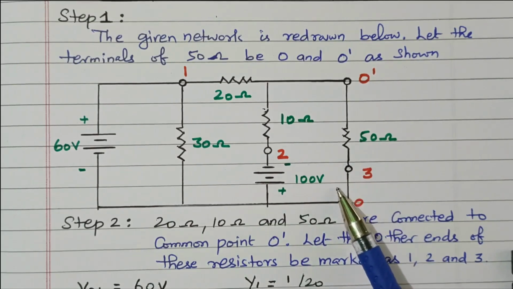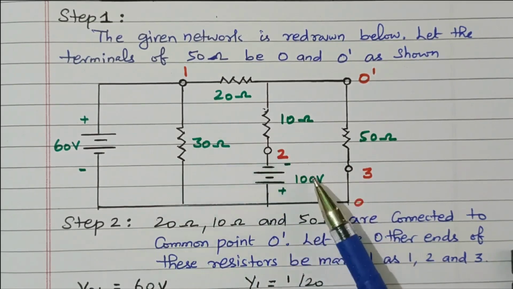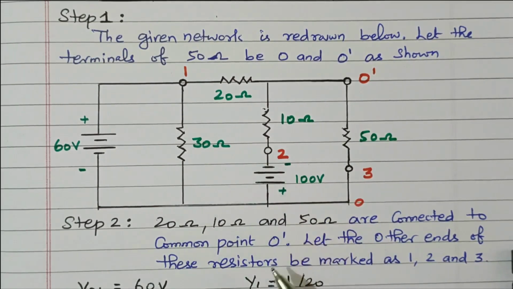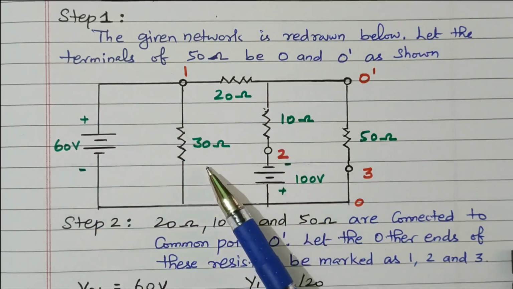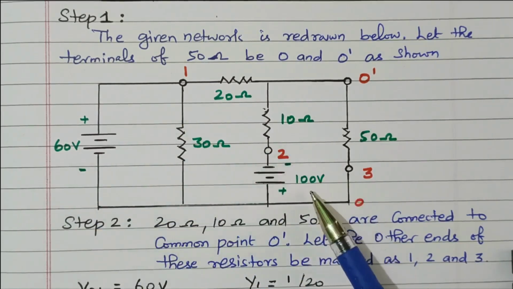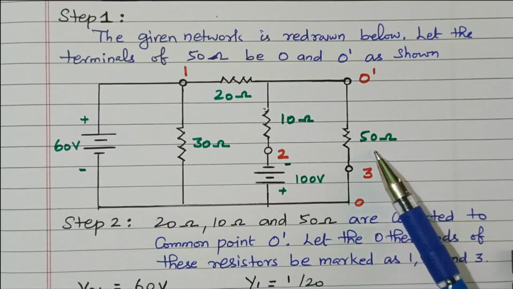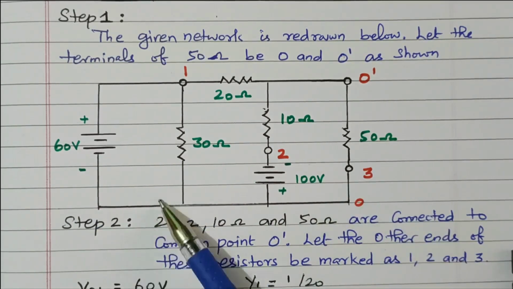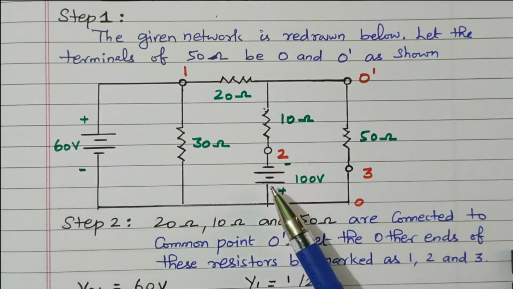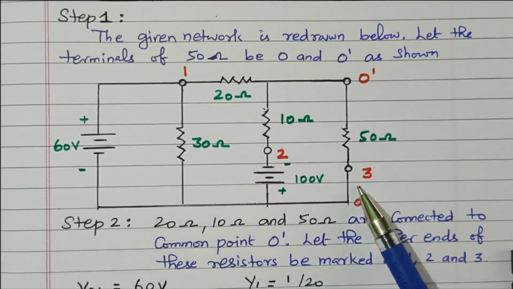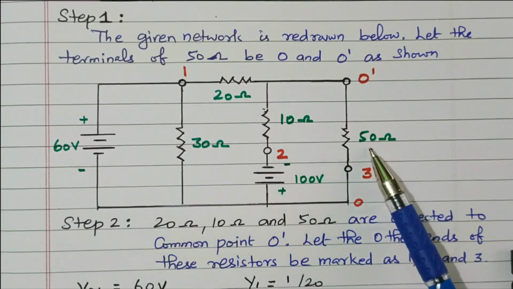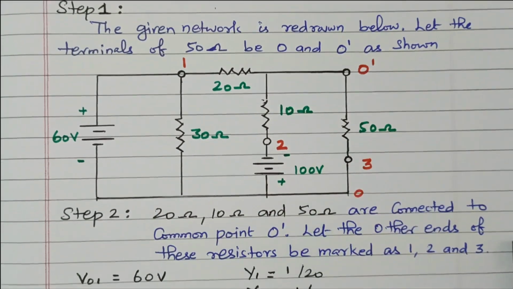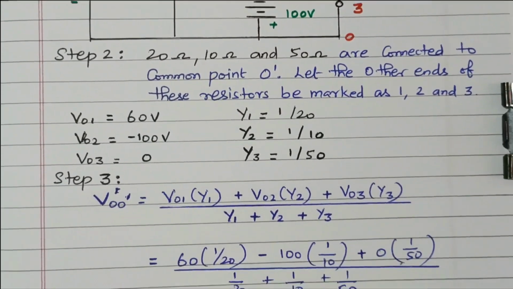So if we consider this, we can use Millman's formula directly. 60 volts, 20 ohm, and 100 volts, 10 ohm, 0 volts, 50 ohm. So this is V01, V02, V03 is 0, and this is R1, R2, R3. So by using that, we can go for the second step.